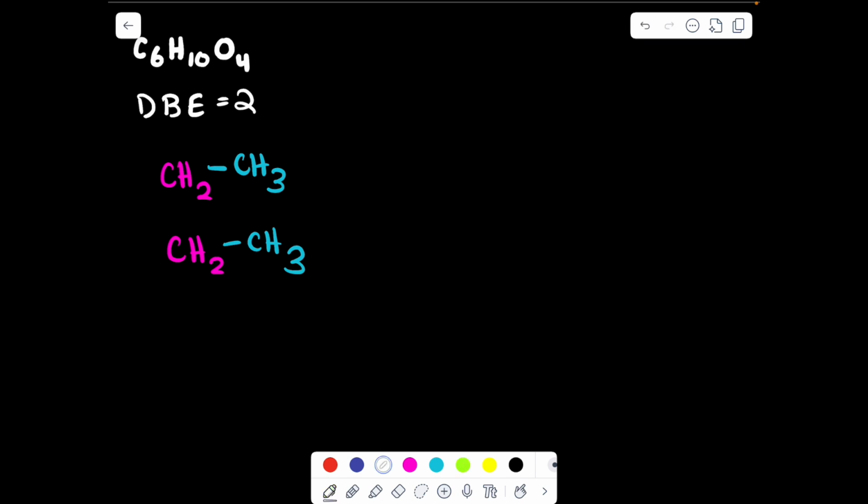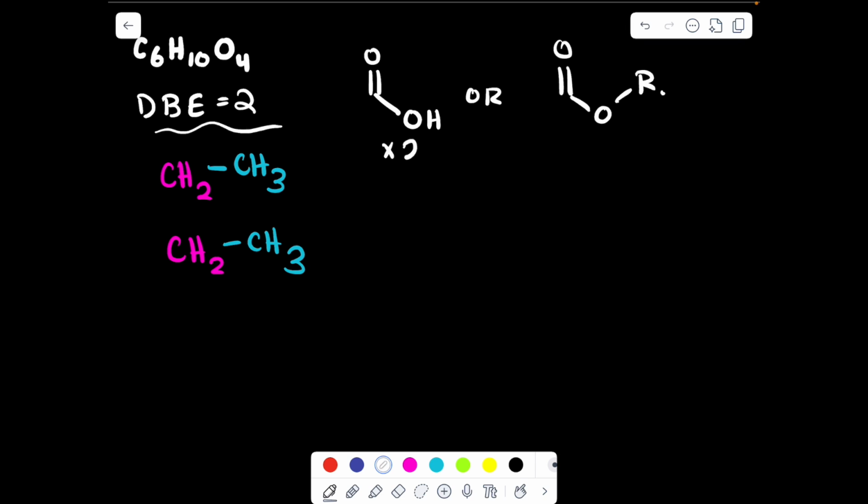So whenever you have a DBE and you have oxygens, I'm going to assume there's either a carboxylic acid or I'm going to assume there's ester groups. Since there's a DBE of 2, that means I either have 2 carboxylic acid groups, because the DBE of a carboxylic acid group would be 1. So to have a total DBE of 2, I would need 2 of these groups. Same goes for the ester. So now the question is, do I put this on a carboxylic acid or an ester?